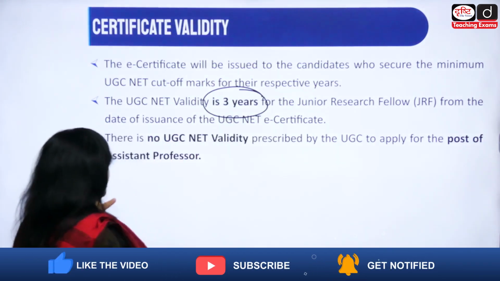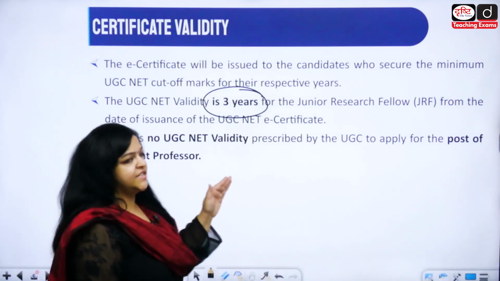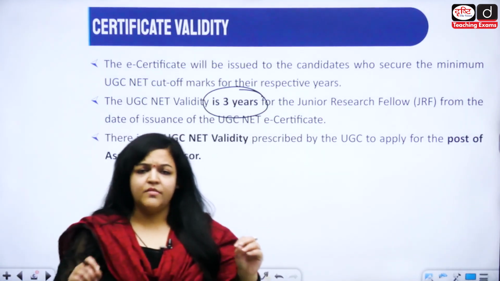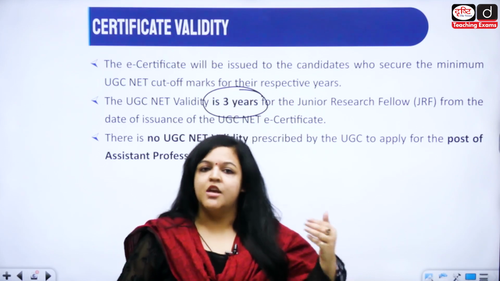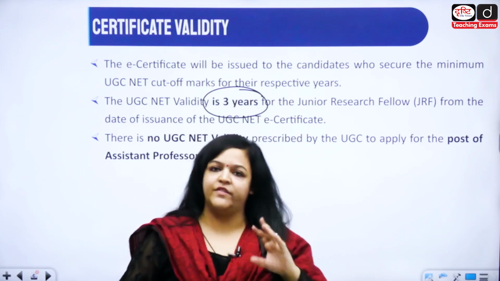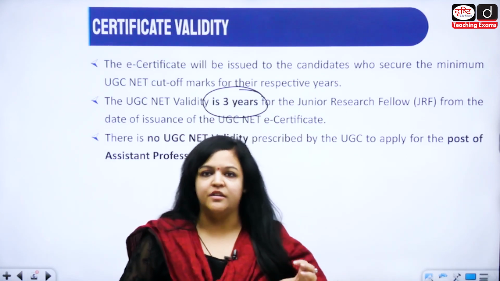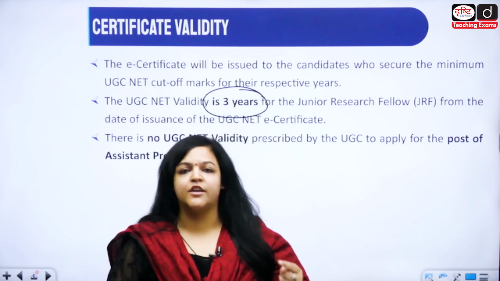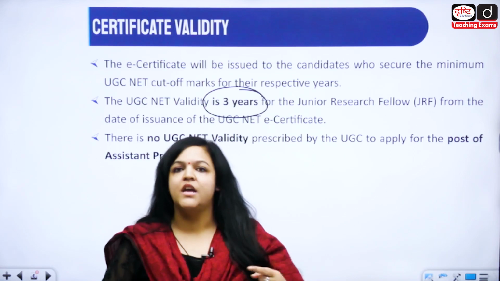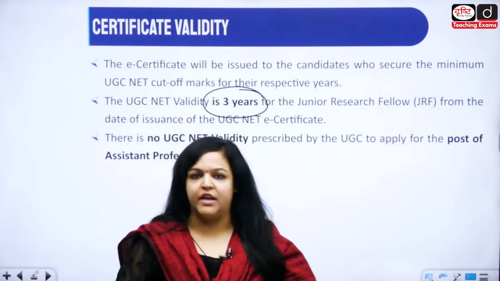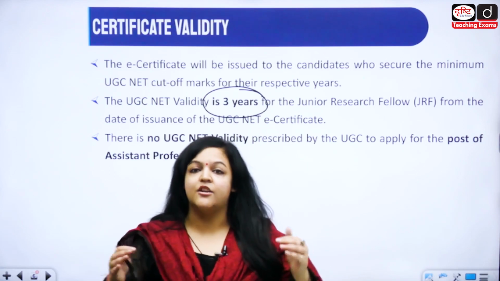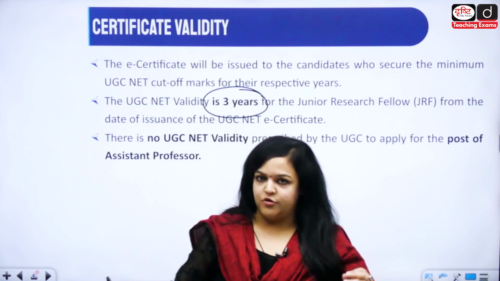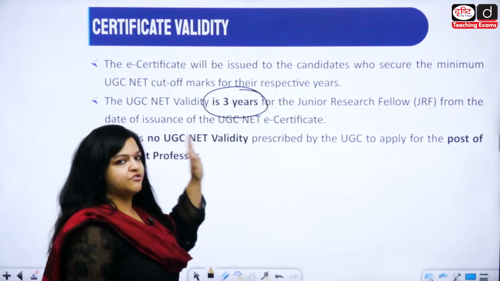Then, the normal UGC-NET actually has no prescribed validity. So, once you have cleared it, you have cleared it. There is no expiration date here for the UGC-NET certificate, right? You can use that certificate to apply for the post of assistant professor at any point of time once you have cleared it. So, there is no validity as such or no expiration date as such for a certificate for UGC-NET only. But for JRF it is 3 years.